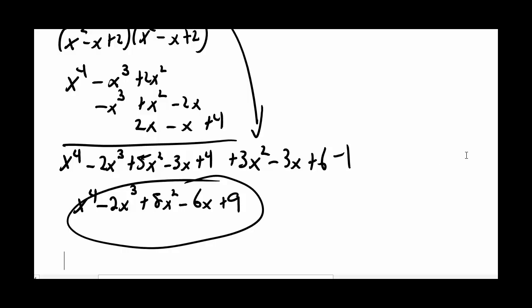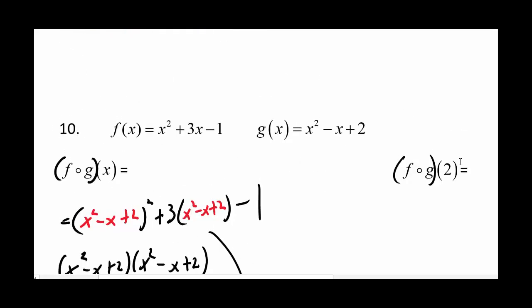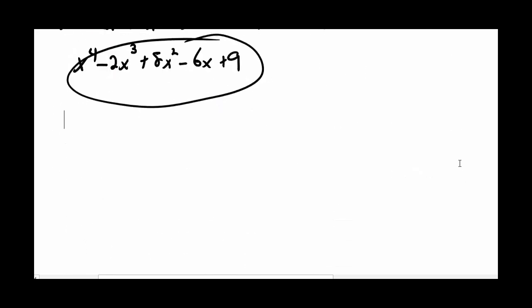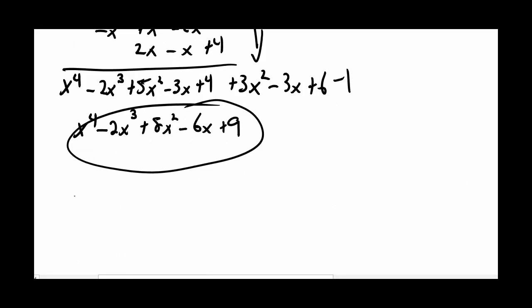Up in the second piece, I want f of g of 2, so actually I want to take this same equation and I want to just evaluate it at 2. So 2 to the 4th minus 2 times 2 cubed plus 8 times 2 squared minus 6 times 2 plus 9. And then I'm just going to type that in a calculator, and then that would be the second piece.